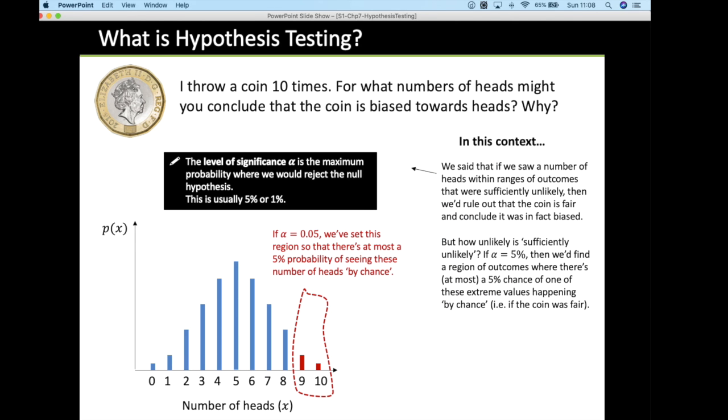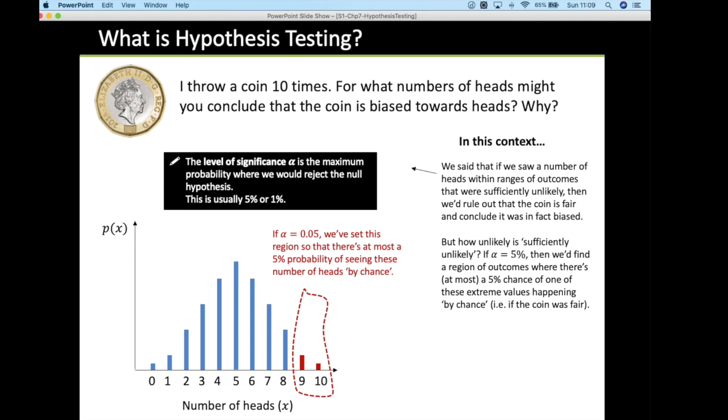So we said that if we saw a number of heads within the range of outcomes that were significantly unlikely, then we'd rule out that the coin is fair and conclude that in fact it is biased. So how unlikely is sufficiently unlikely? If our significance level, and that alpha there means the significance level, so do remember that, is alpha equal to 5%, then we'd find the regions of outcomes where there's at most a 5% chance of one of these extreme values happening by chance, i.e. the coin was not fair.